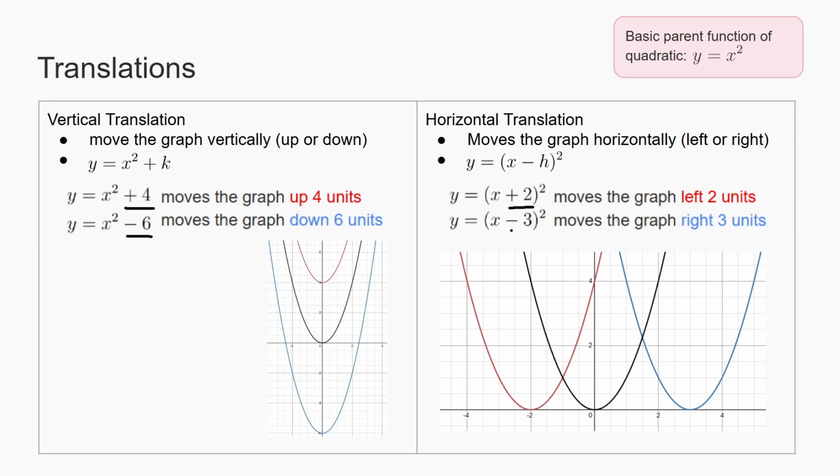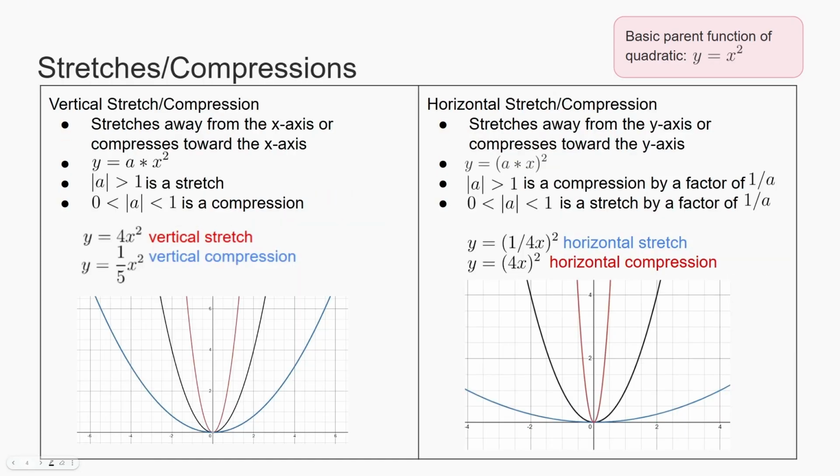So for this one, as you can see, we have to adjust it based on h. So as you can see, the shape is still the exact same. It's just you're moving the entire graph left or right based on h. Now, let's go over stretches and compressions. Let's start with the vertical stretch or compression.